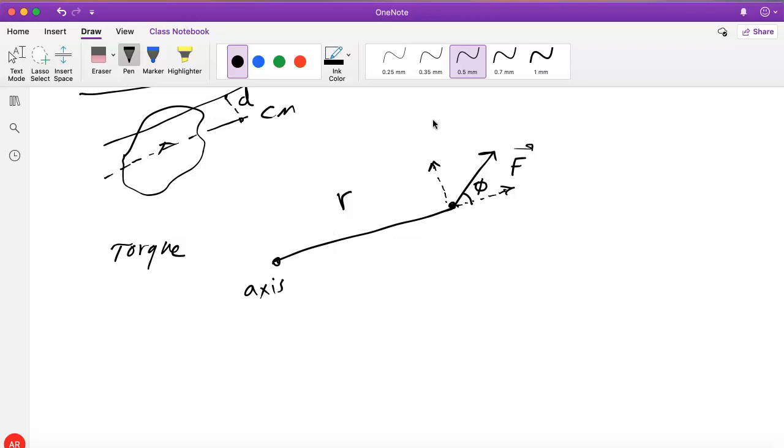Well, the magnitude of the component perpendicular to the arm is going to be F times sine phi, right? Sine of phi is the opposite divided by hypotenuse in this triangle here. So this from here to here has a length F sine phi. Okay. So tau is defined as r F sine phi.